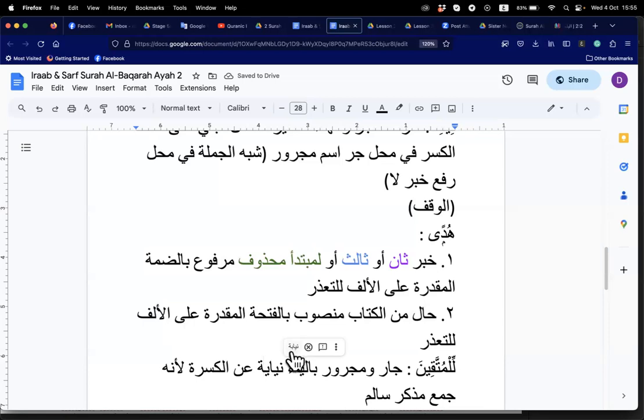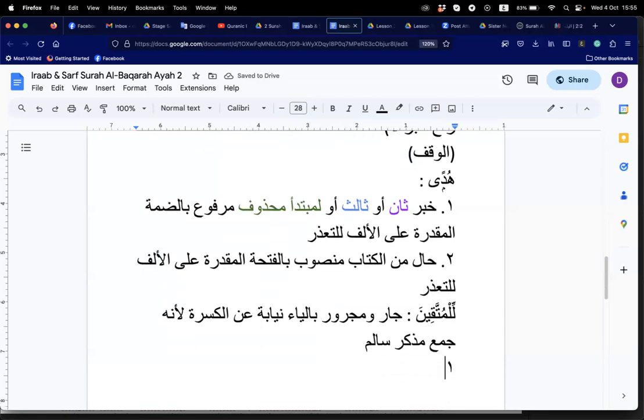Okay. And then after that, if you say hudan is khabar, this is what you say just now? Muta'alliq bil khabar, yes. And if you say that hudan is hal, then lil muttaqin is sifah. Yes, very good. So fi mahali nasab, because it's the sifah to hudan.